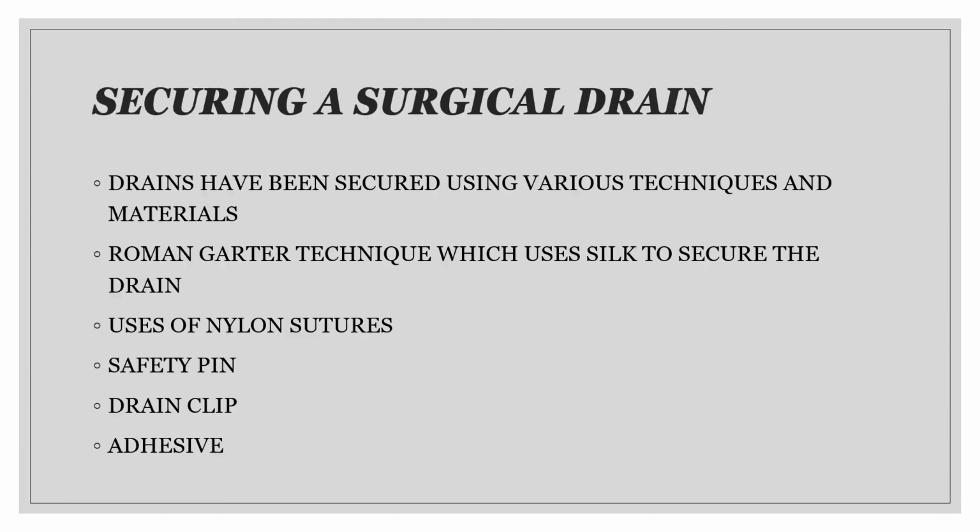Securing a surgical drain. A drain can be secured using various techniques, various methods. Just remember, it's simple. We use a nylon stitch to fix the drain to the skin. We take a stitch on the skin, we tie the drain. Sometimes if it's a corrugated drain or anything, we come through the drain and fix it. We also have safety pins, drain clips, adhesives, but what we generally use is a stitch.